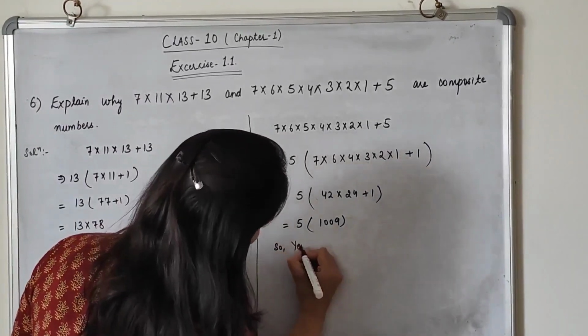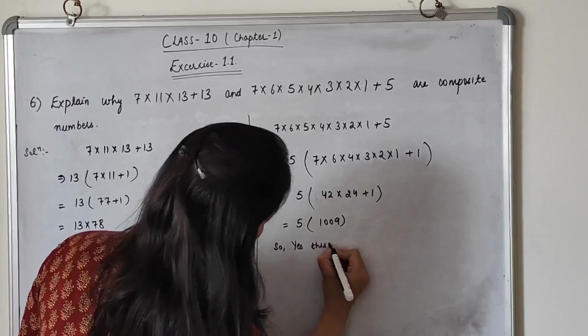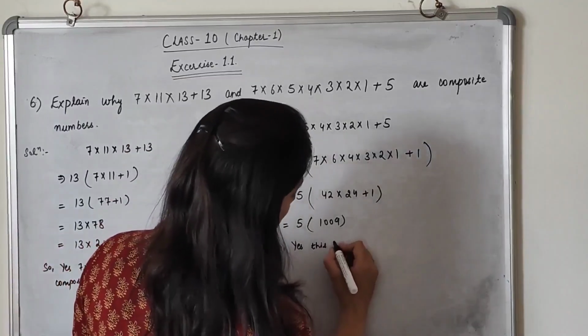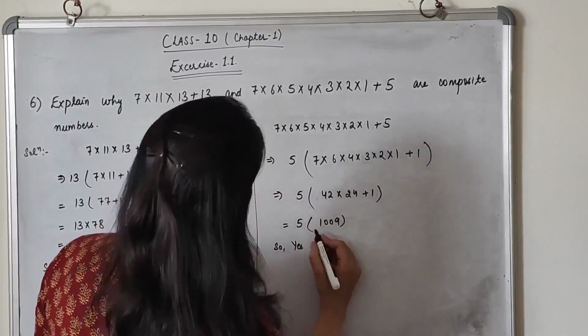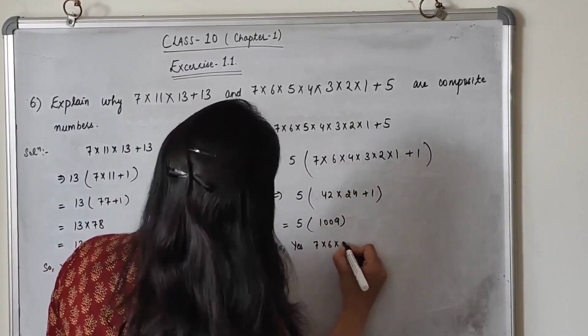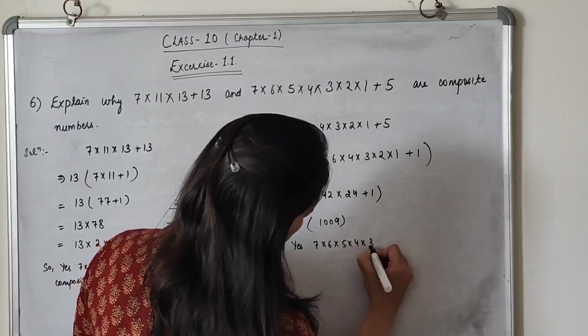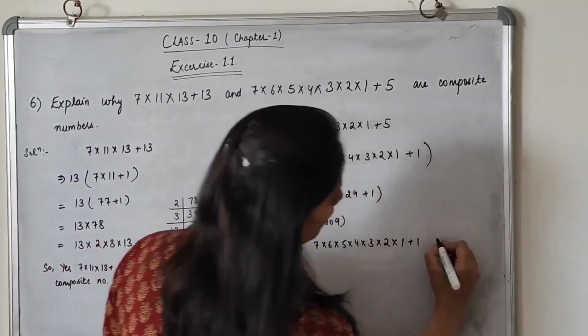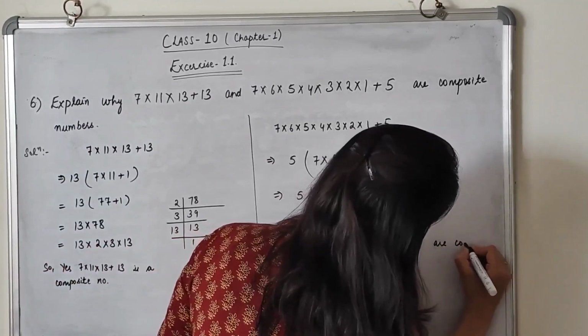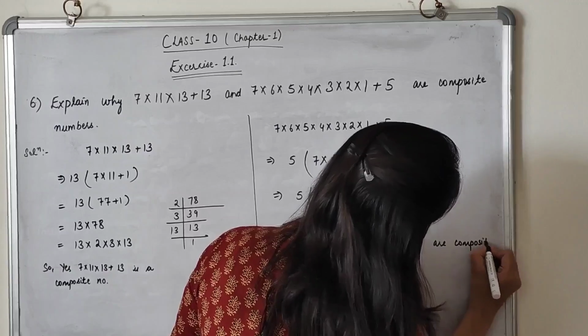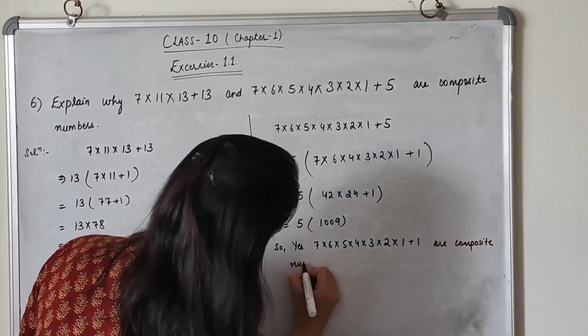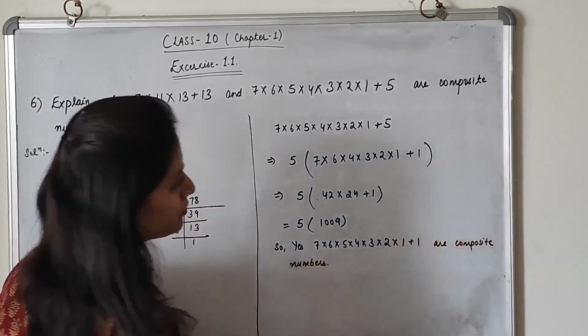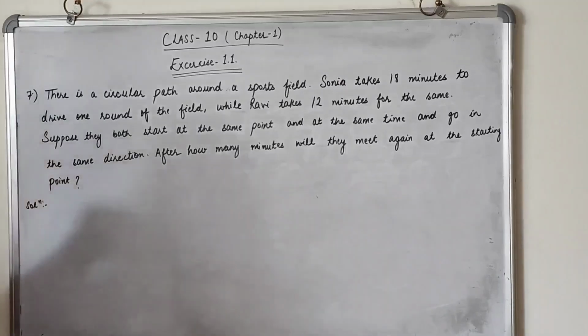So yes, 7 × 6 × 5 × 4 × 3 × 2 × 1 + 5 is also a composite number. Next question is question number 7.